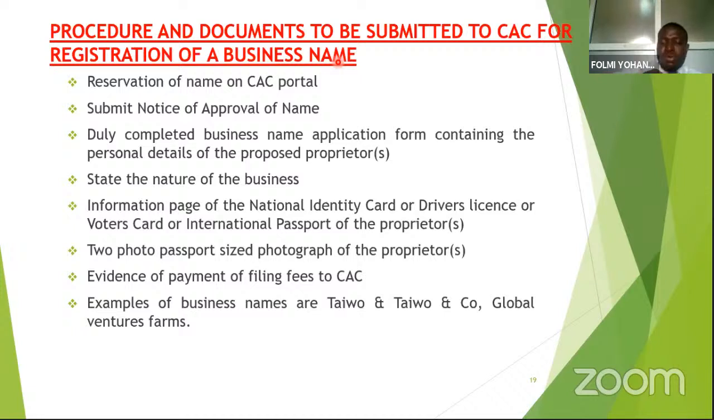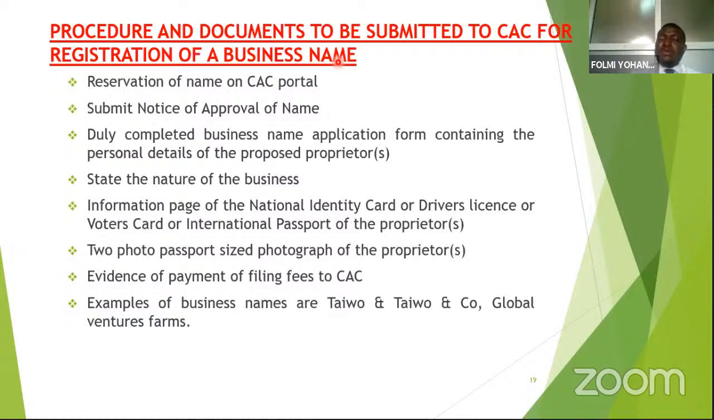And when you want to enter the name, CAC will give you criteria for entering the name. They will tell you, if you enter a name, don't enter a name similar to a name that is already in use. Don't enter a restricted name. Don't enter a name that is similar to another name. Don't use International Chamber of Commerce. Don't use Abuja without consent.